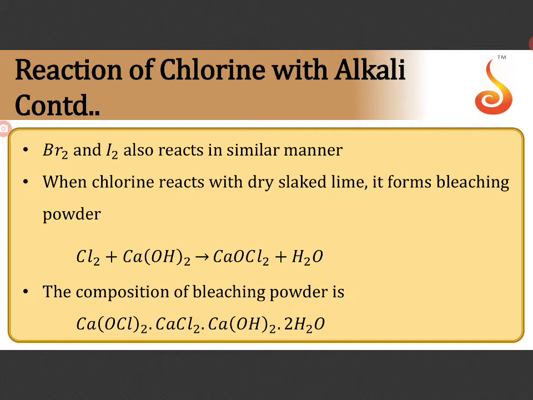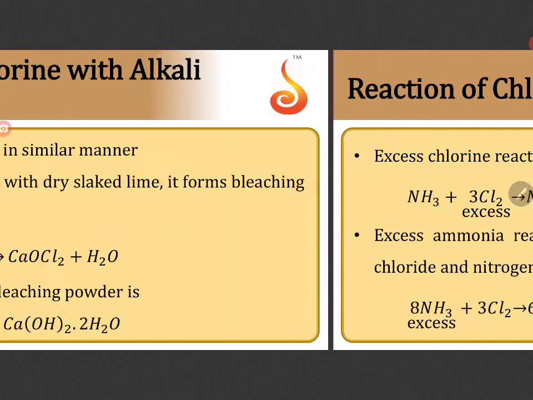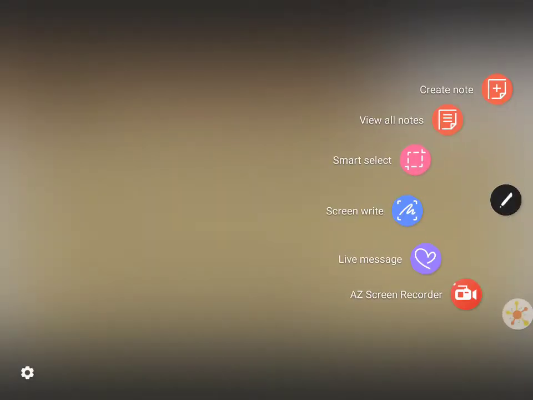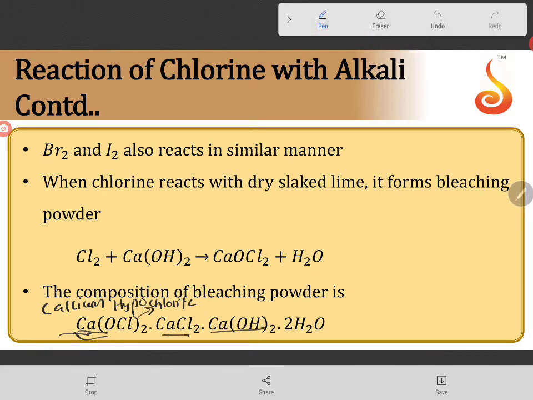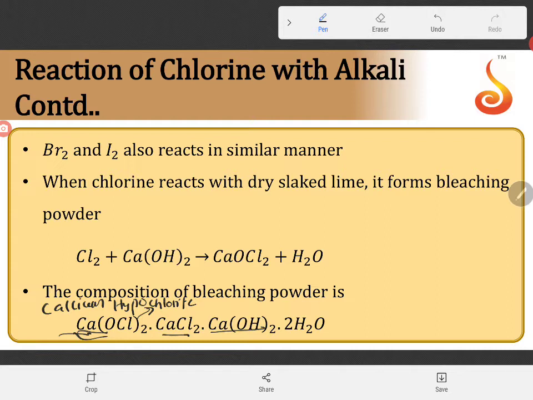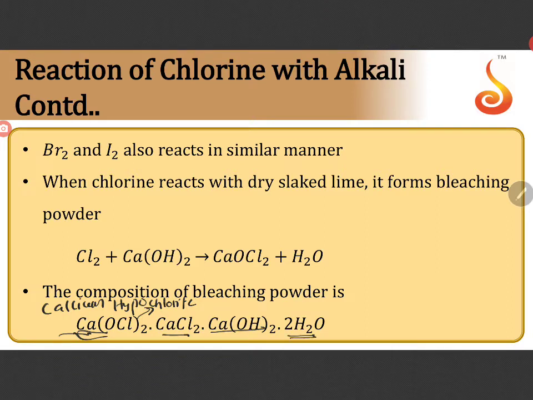Now, what is the difference between structure of bleaching powder and composition of bleaching powder? When they ask you composition of bleaching powder, here is what you have to write. You have to write very clearly what is given below. So, this is supposed to be your composition of bleaching powder. So, what is this? Calcium hypochlorite. This one. Calcium chloride, calcium hydroxide dot dihydrate, 2H2O dihydrate.